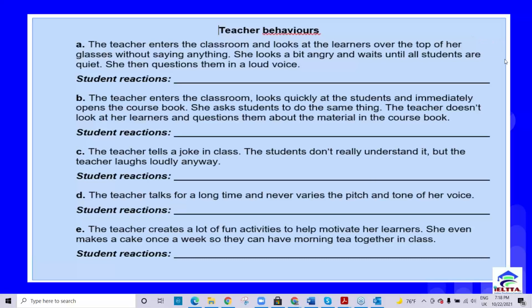So number A: the teacher enters the classroom and looks at the learners over the top of her glasses without saying anything. She looks a bit angry and waits until all students are quiet. She then questions them in a loud voice. What do you think will happen in this case? You could answer this in the chat box that you see.